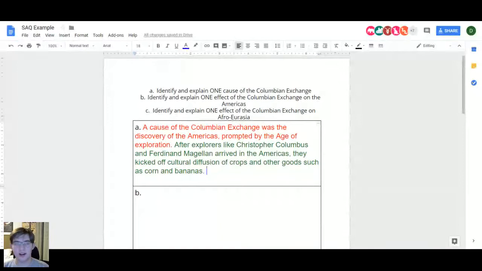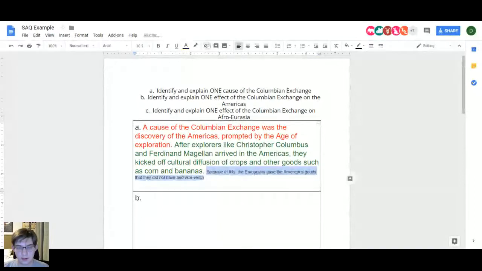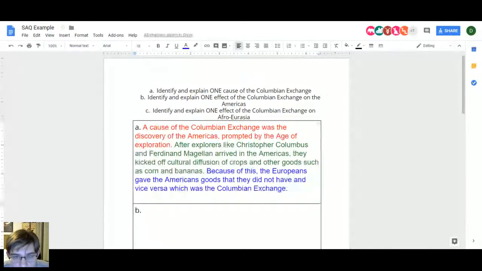All right, I like this one. And then we might want to just add on a couple words. So here we go: because of this, the Europeans gave the Americans goods that they did not have, and vice versa, which was the Columbian exchange. There's our answer. That's it, we have three sentences.